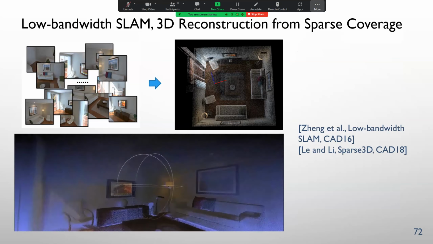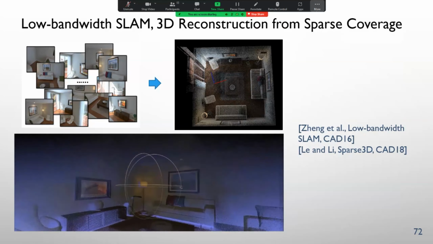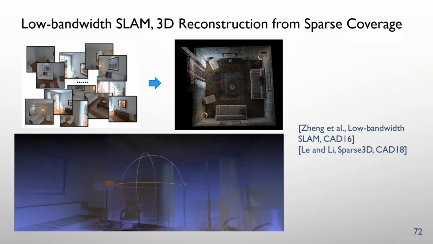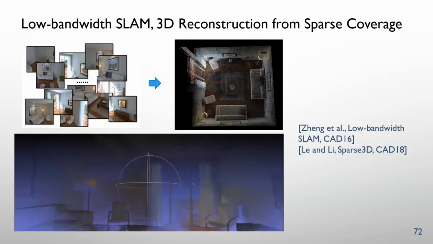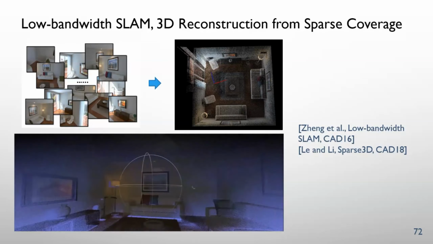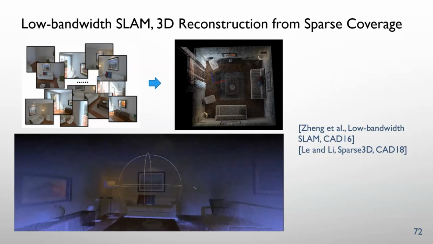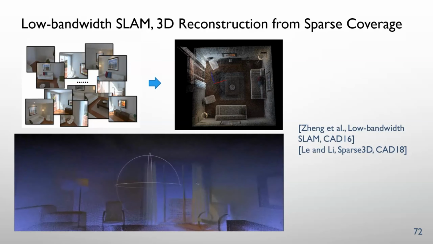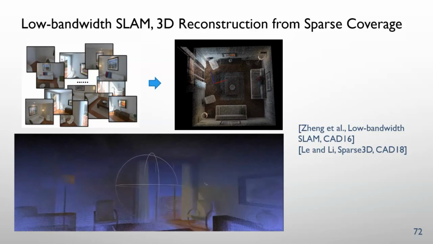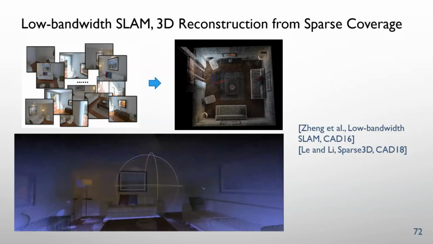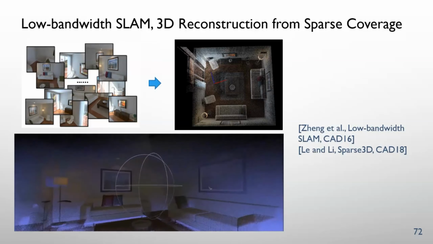We can also apply this matching algorithm to perform low bandwidth SLAM or 3D reconstruction from sparse coverage. So it's like solving a jigsaw puzzle. If we have pictures captured in the scene, but they are only sparsely covering the scene, and the overlap between adjacent frames is very small, then we can still restore and reconstruct the scene.